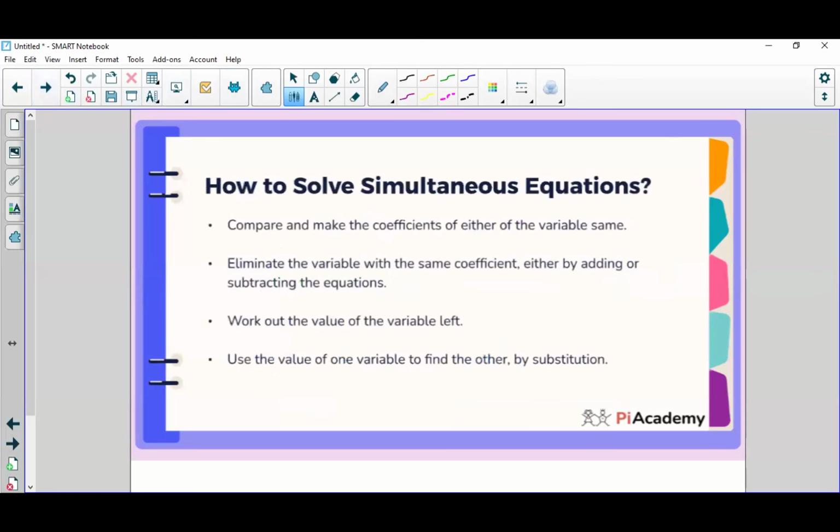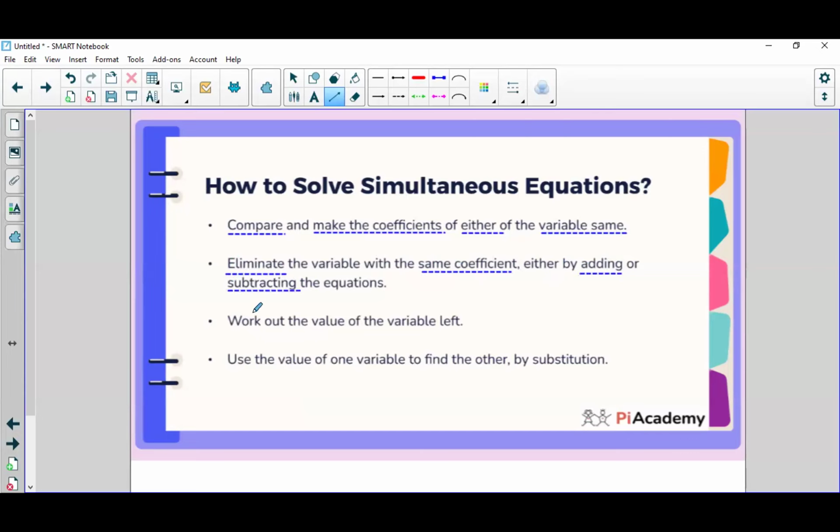Now, how to solve? These are some steps here. Compare and make the coefficients of either of the variables the same. It can be any variable. You have to choose. If it's given in the question as x and y, you can eliminate x or you can eliminate y. If you are given variables p and q, a and b, c and d, any variables can be present there. So it's your choice which one you want to eliminate. Now, you have to eliminate the variable with the same coefficient, either by adding or subtracting the equations.